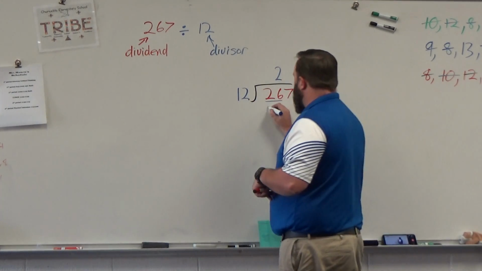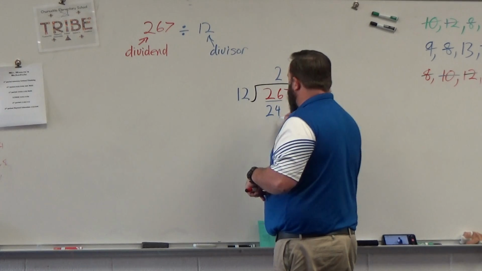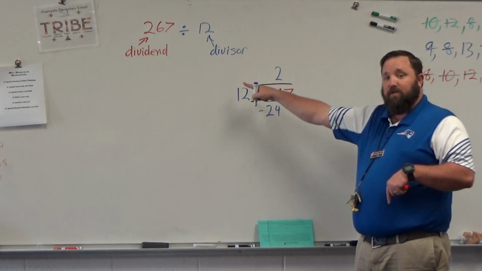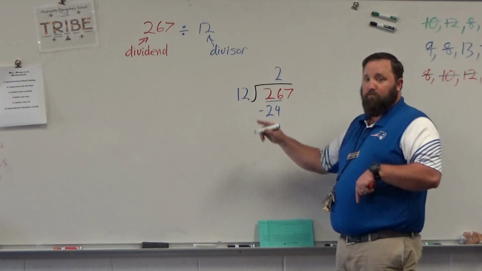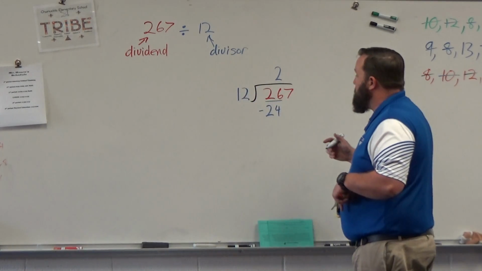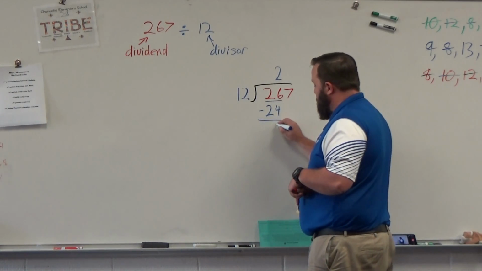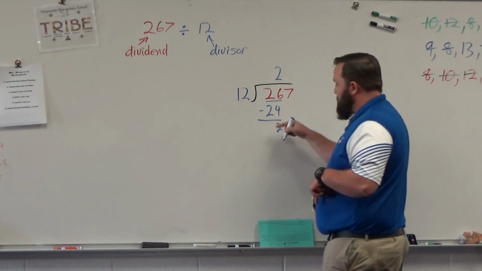2 times 12 is 24. And we talked about this. Subtraction, because with division, we link subtraction to it. With multiplication, we link addition to it. 26 minus 24. So 6 minus 4 is 2. 2 minus 2 is 0.